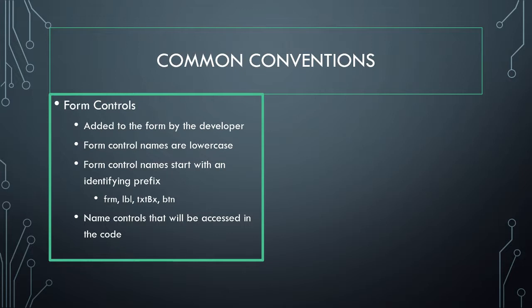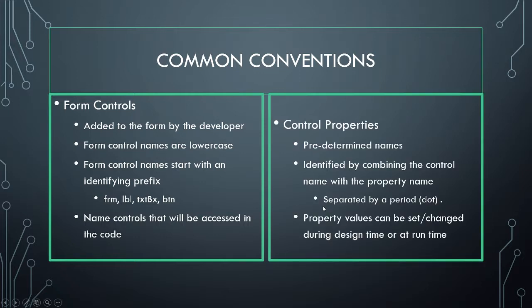For example, FRM for a form, LBL for a label, TXTBX for a text box, BTN for a button, etc. Now these identifying prefixes could vary and could be different depending on your job requirements. We want to always name any sort of form control that's going to be accessed in our code, so we don't really want to see names like label1 or text box 1 in our code.